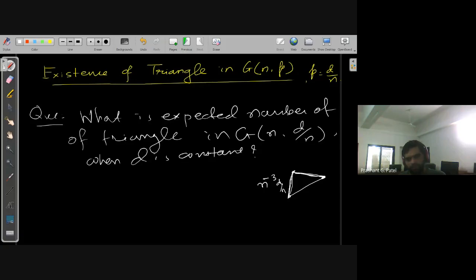The presence of this edge will be d by n, and the presence of this edge is also d by n. So the existence of all these three edges will be d cubed by n cubed. This will be the probability. That means n raised to minus 3 is the probability that we have, and exactly it cancels the rate of growth of triangles.